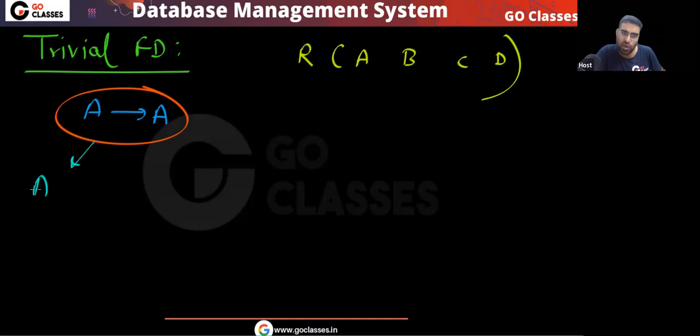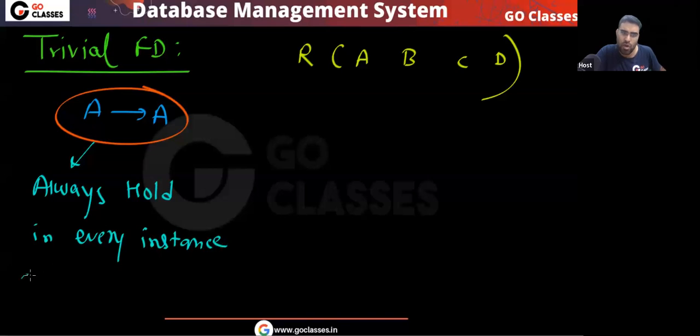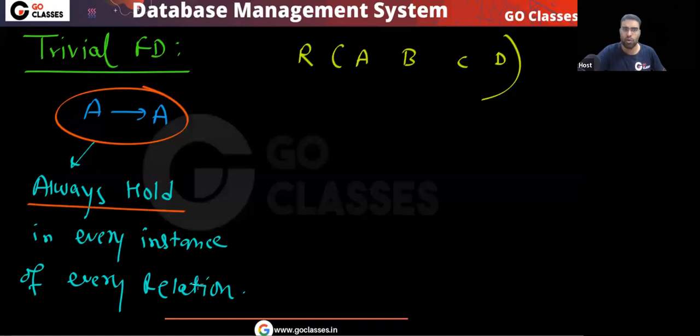This will always hold in every instance of every relation. Yes or no? So remember, this statement will always hold in every instance of every relation. That is the reason this is called trivial. And can you prove it?